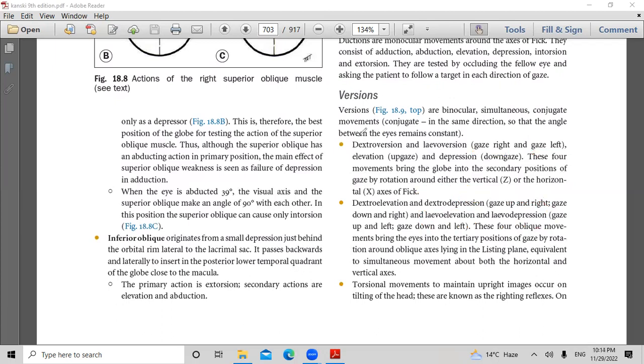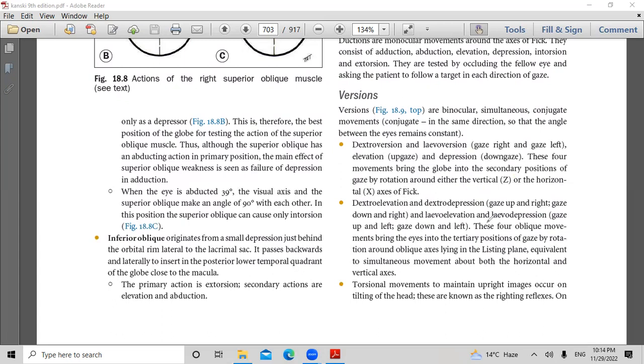So here, dextroversion, levoversion, and up gaze, down gaze: these four movements bring the globe into the secondary position. So here we don't talk about primary position, we talk about secondary position, because the eye goes to the right or to the left, or elevates and depresses. So this is the secondary position of the gaze by rotation about, as we talked about yesterday, the vertical Z and the horizontal axis of Fick. These are imaginary axes. You can imagine how the eye or the globe moves.